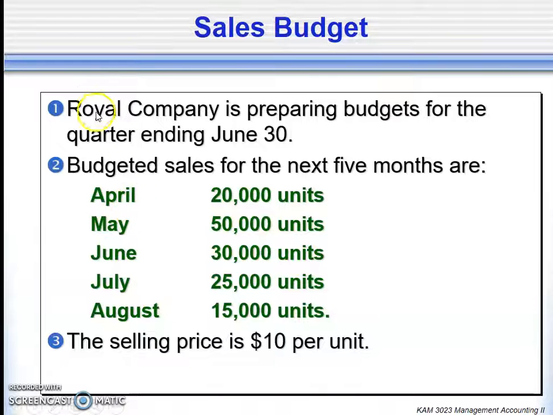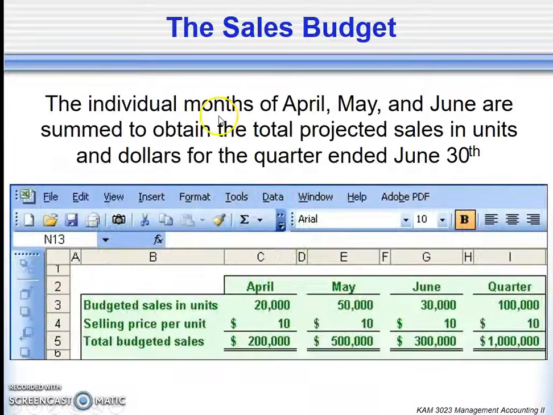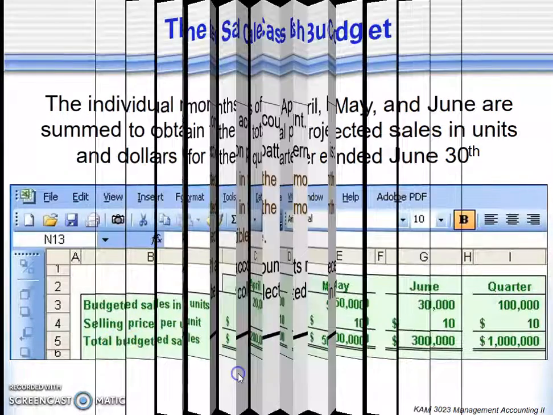Okay, take a look at this example. Royal Company is preparing a budget for the quarter ending 30th June. Budgeted sales for the next 5 months are April, May, June, July, August. So these are the numbers. The selling price is 10 ringgit per unit. So the individual months of April, May and June are summed to obtain a total projected sales in units and dollars for the quarter ended 30th June. So we have budgeted sales in units, selling price per unit, and we get total budgeted sales.